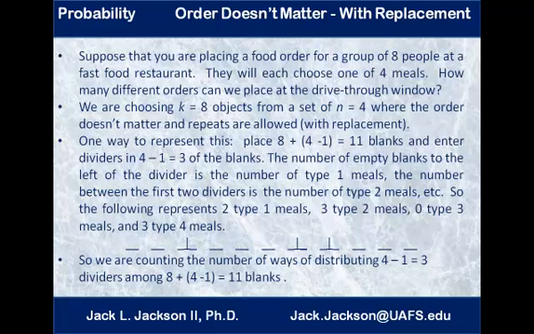So for example, this one that I have listed here has 2 blanks to the left here for 2 number 1 meals, then a divider. 3 blanks in a row here between these 2 dividers, so that's 3 number 2 meals. There's nothing in between these dividers, so that means there's no number 3 meals. And then 3 blanks on the right will be 3 number 4 meals.